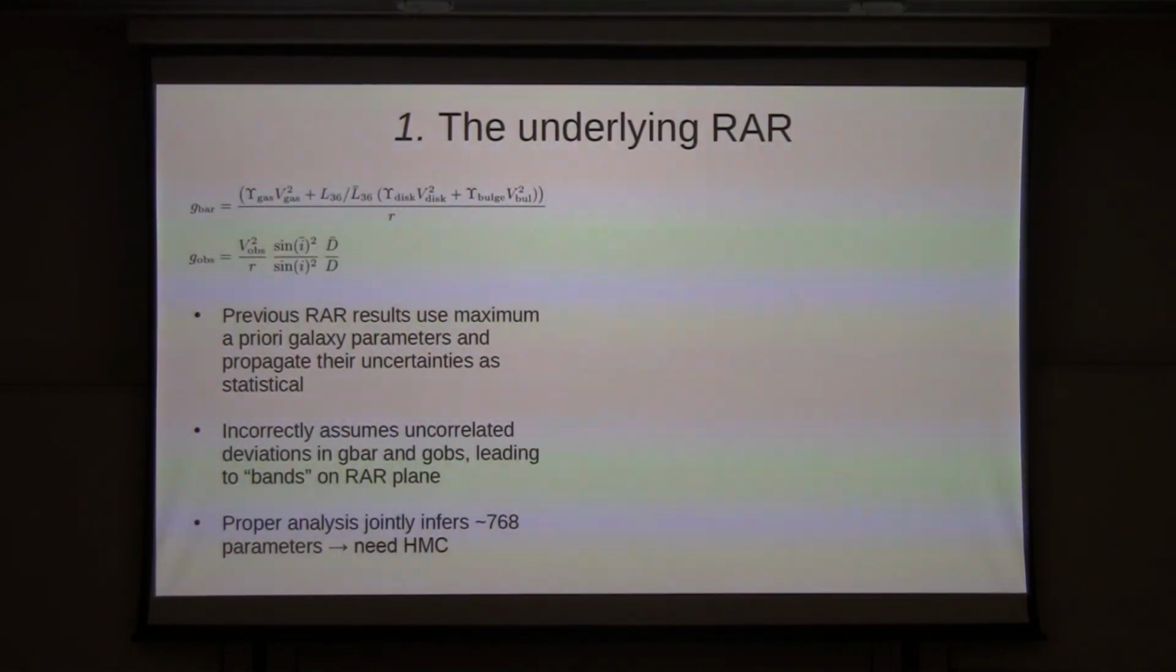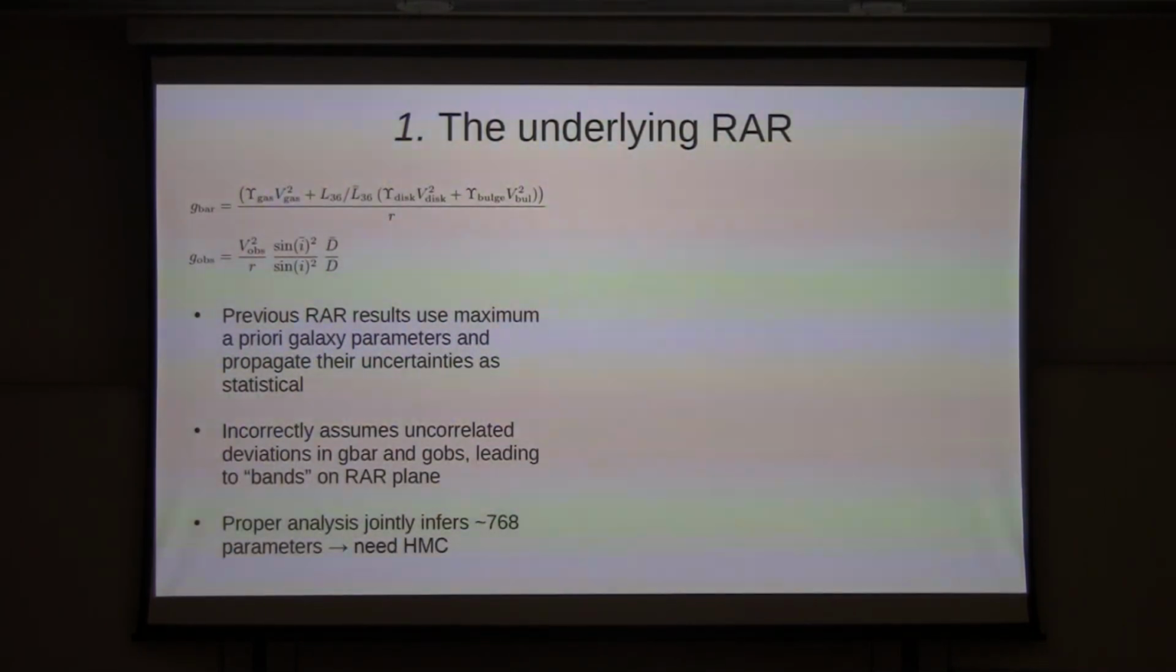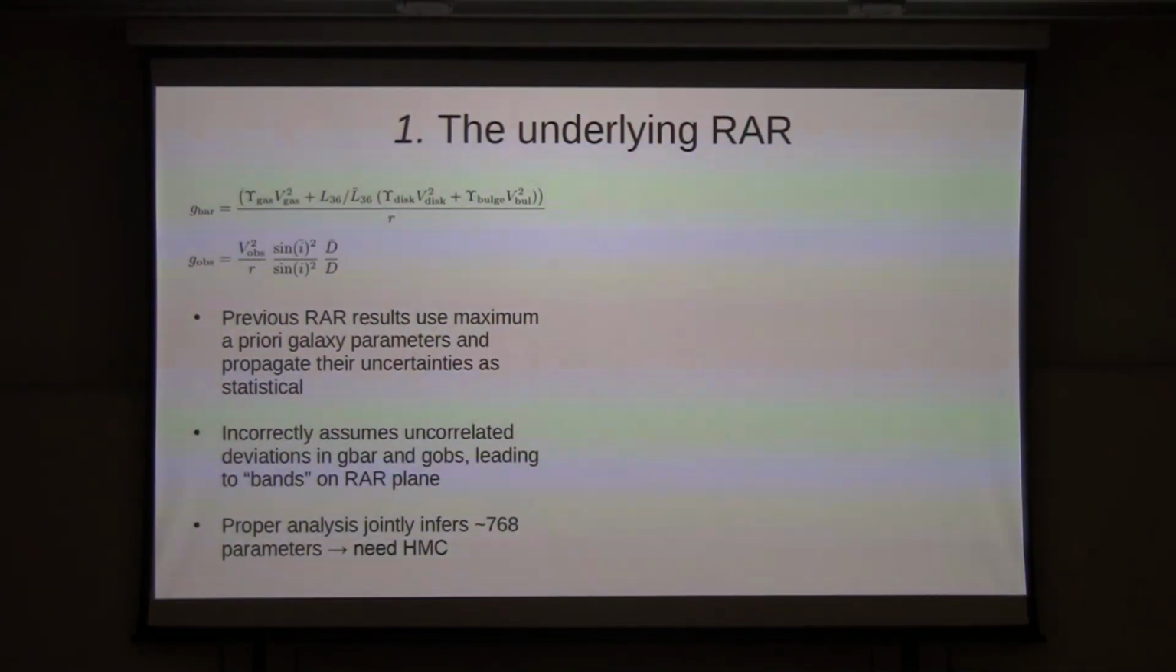So what's normally done in creating the RAR that I show here, for example, is to fix those parameters to their maximum a priori values, and then propagate their uncertainties as statistical uncertainties in gbar and gobs. That assumes that those uncertainties are Gaussian and that they're uncorrelated between data points.